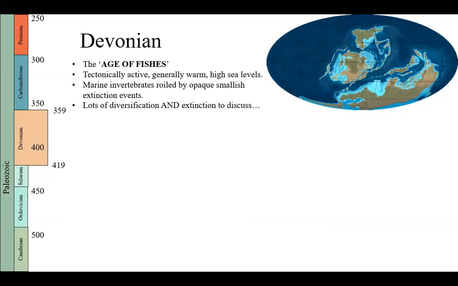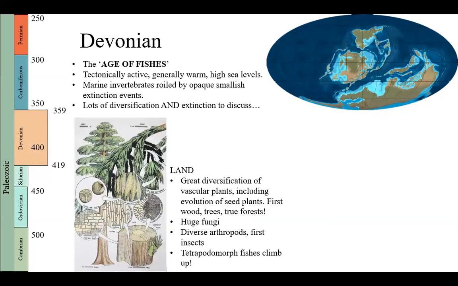A lot of continents moving around, a lot of turbidity in the fossil record. If we go back to that curve, you'll see the Devonian has this going on, and then there's a dip. There's a lot of diversification, a lot of extinction, and sort of these events that are hard to pull apart. We're going to talk about it in a minute, but the Devonian's a big deal.